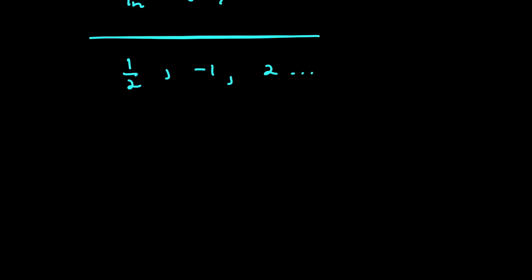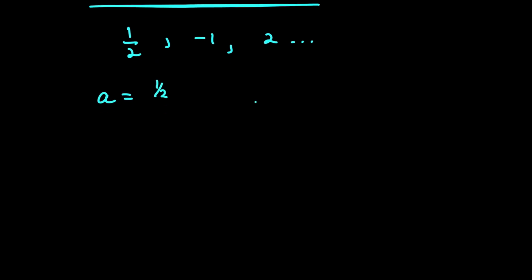So you are told that it's a geometric sequence. Then your A obviously is a half. What about your R? R is T2 over T1. It's going to be negative 1 divided by 1 over 2. This is negative 1 times 2 over 1. So I guess you guys can use your calculator if you want. It's going to be minus 2.